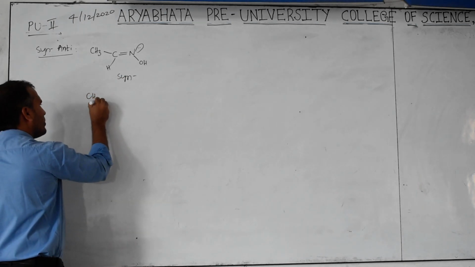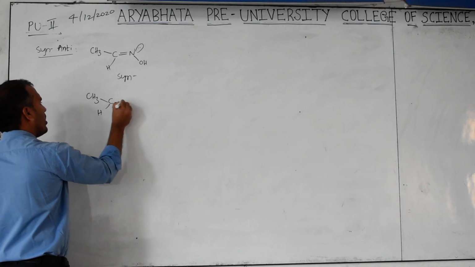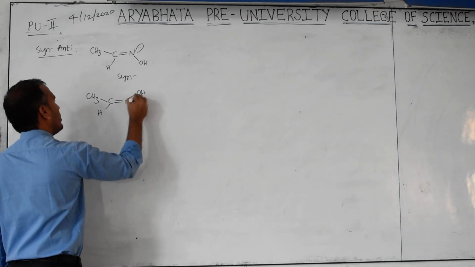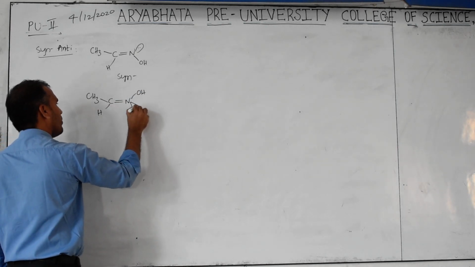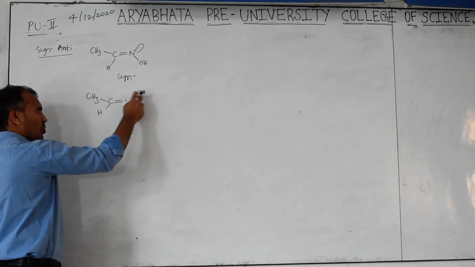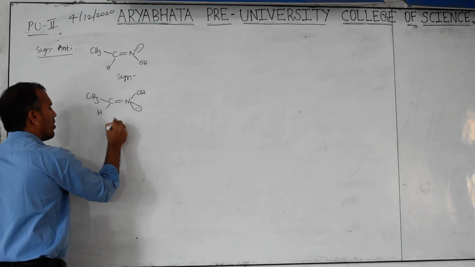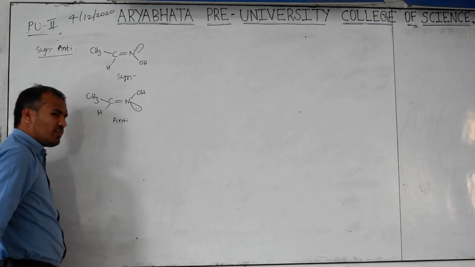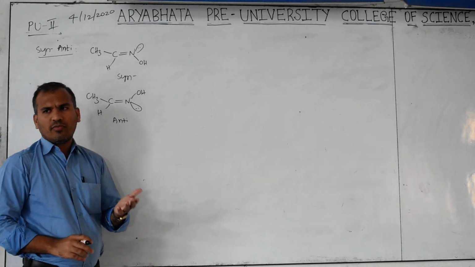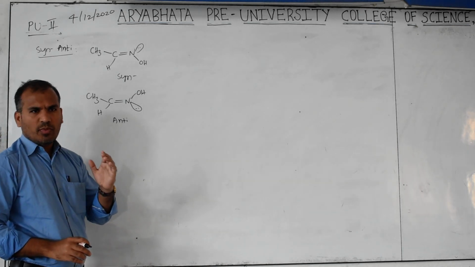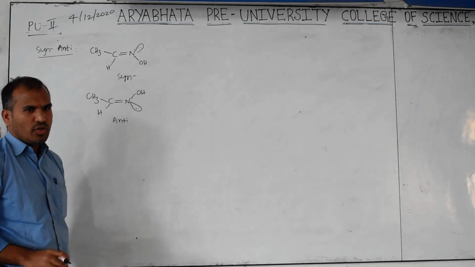Another one is CH3, H, double bond N, OH. This is the lone pair. With respect to hydrogen, OH is on the opposite side, so it is called the anti form. Then you may ask the question: can we give the E-Z nomenclature for this or not? We can give the E-Z nomenclature.